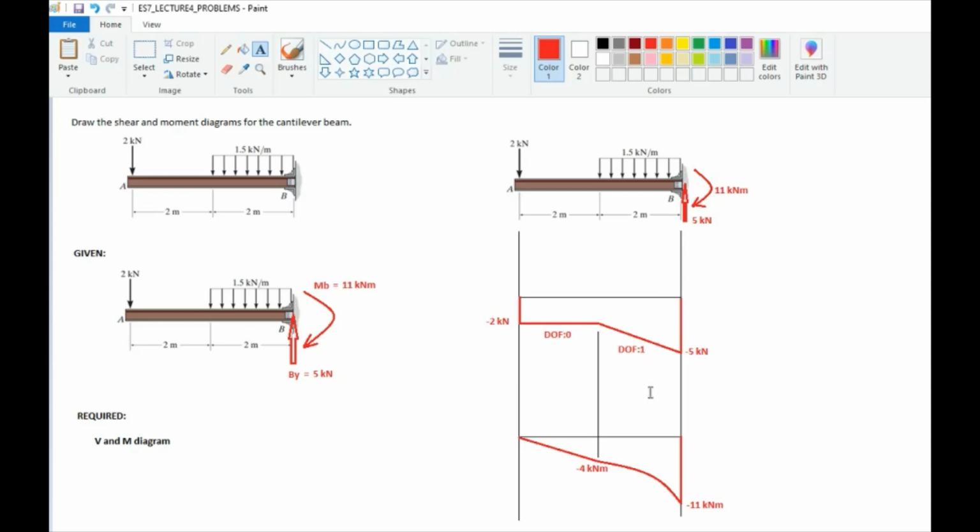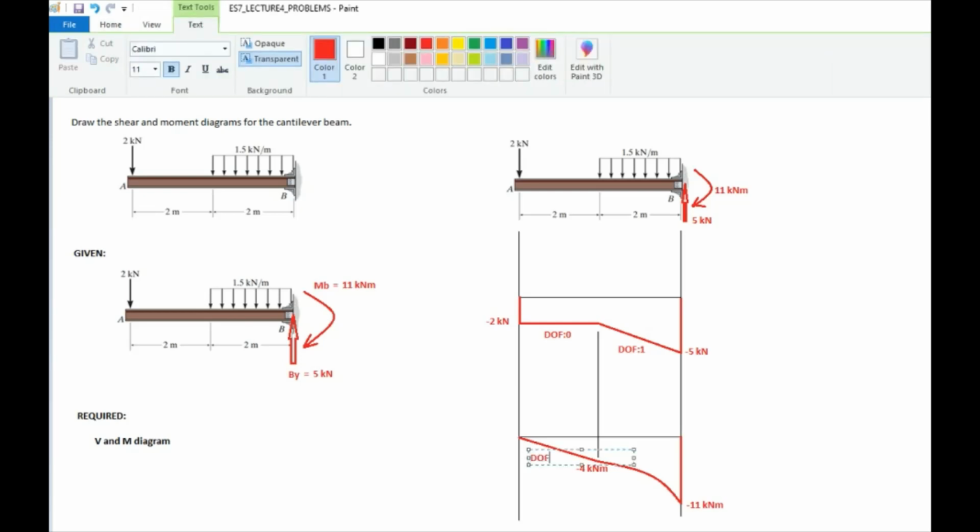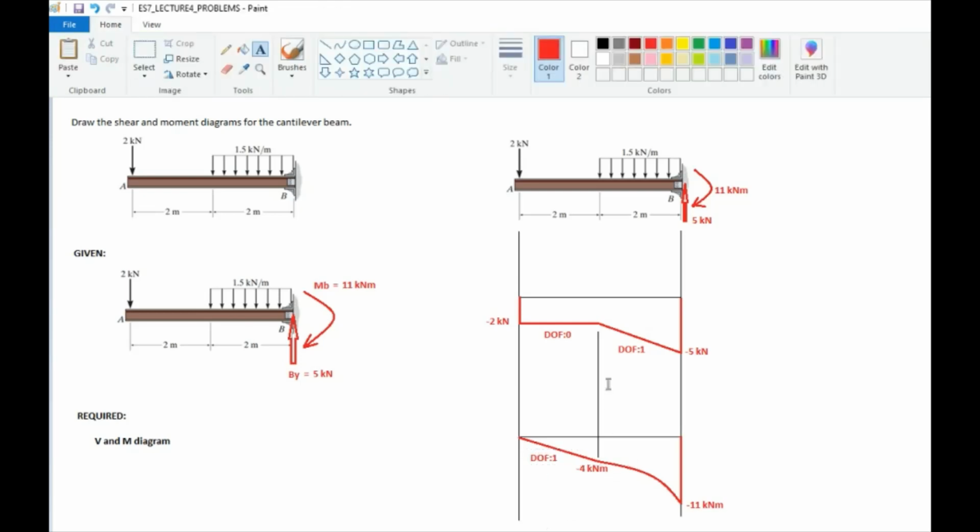Now, what about the moment diagram? So, to generate the moment diagram, we get the area of this one. So, that is -2 times 2. So, you get -4 kilonewton meters. So, kung ang degree of freedom natin dito is 0, dito we have 1. Okay, so, ayan, naging linear na siya.